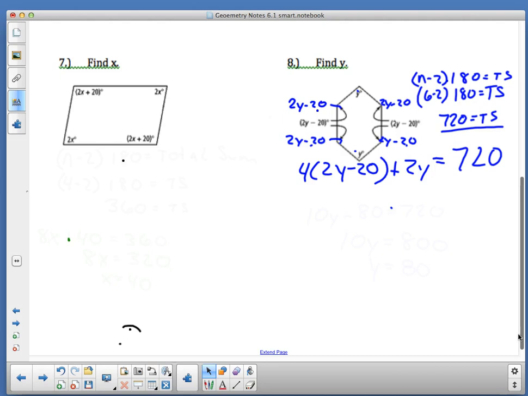Isn't that 80? Right there, 80. Okay. So now we got 4 times 2, which is 8y, 4 times 20, which is 80, and then I got 2y here. So I got 8y plus 2y is 10y plus 80, or minus 80, I should say, and I evaluate. Should get 80 as I finish.